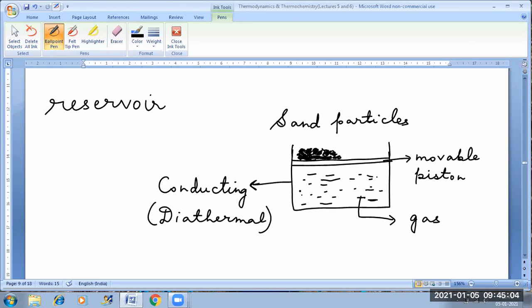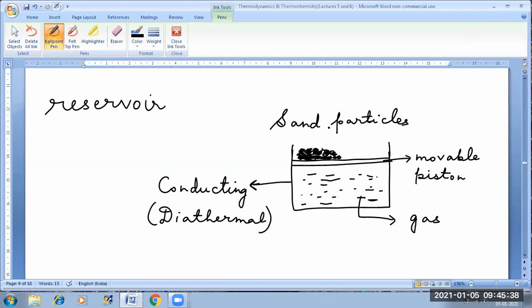Now, coming to the process of reversible expansion, reversible isothermal expansion to be precise. What will happen now? If this gas has to expand reversibly, slowly and gradually I'll start removing the sand particles one by one. If I remove one sand particle from the surface of the piston, then the piston will rise by a very small distance.